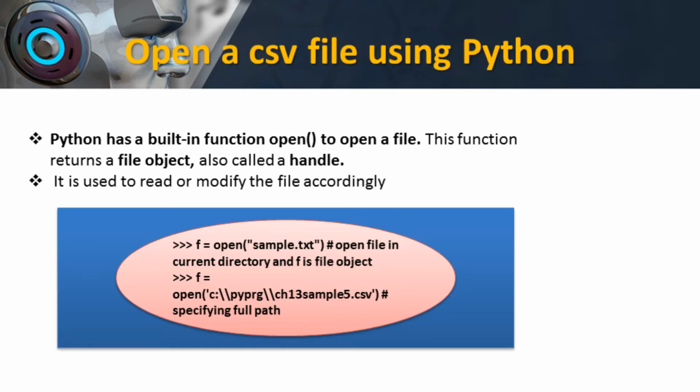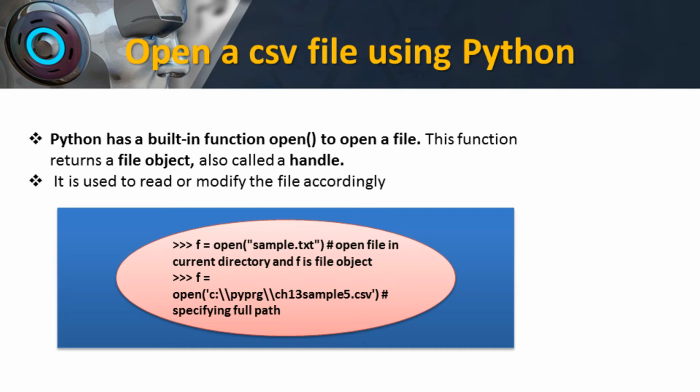How to open a file? Here Python has a built-in function open to open a file. After opening a file, you will need to perform read or write functions. Here is an example for opening a file: f = open('sample.txt'). So this file is going to be opened in the current directory. Here f is the file object. Suppose f = open('c:\python proc\ch13\sample5.csv'). Here we are specifying the full path.